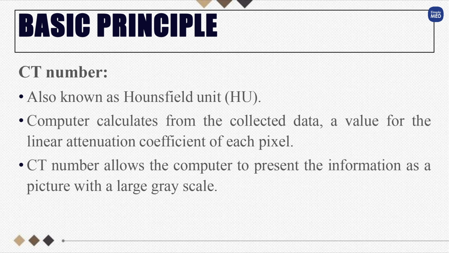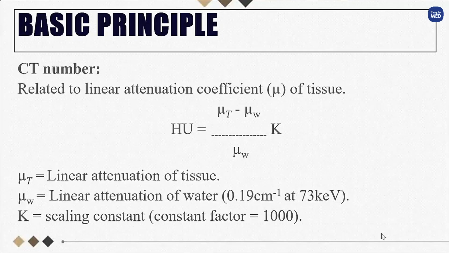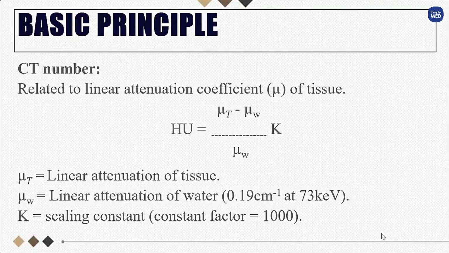Going to the equation to calculate CT number. CT number can be calculated by the equation HU is equal to mu T minus mu W by mu W into K. So mu T stands for the linear attenuation of the tissue, and mu W stands for the linear attenuation of water, and K is a scaling constant which is always 1000.